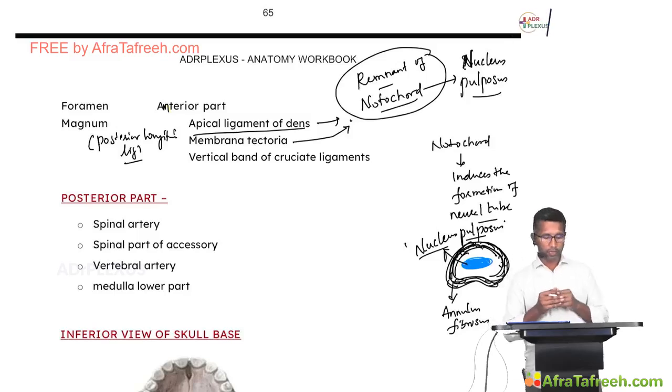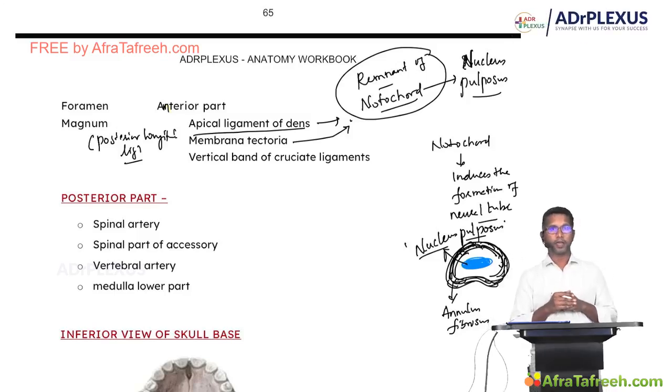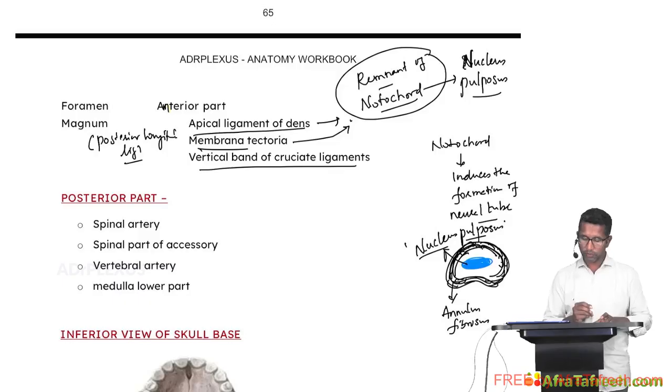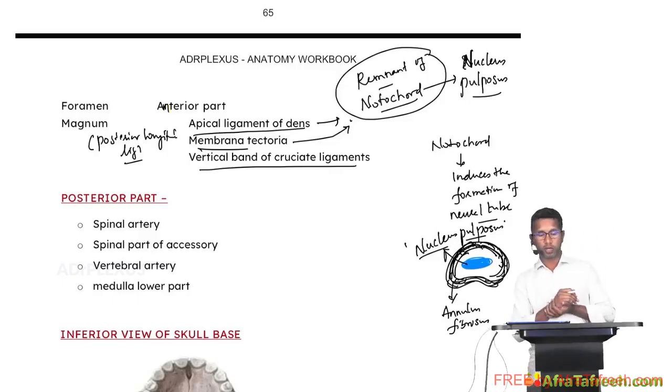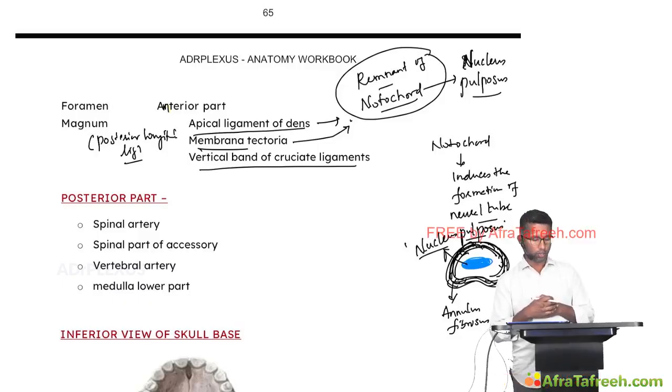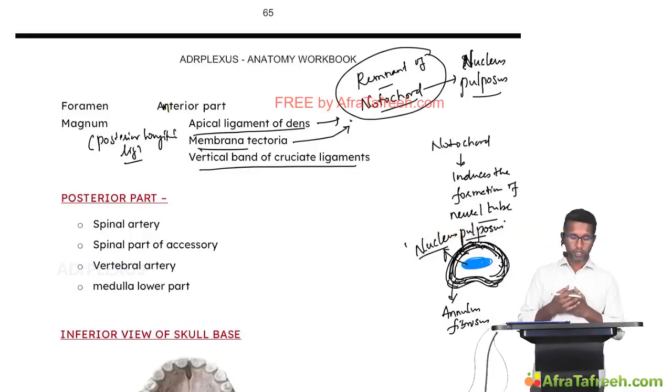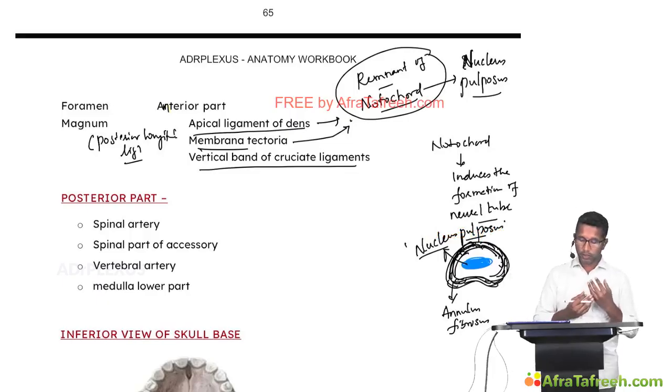So the foramen magnum, in the anterior part, contains the apical ligament of dens, the membrana tectoria, and also the vertical bands of the cruciate ligaments. All these ligaments are part of the atlantoaxial joint. Okay, so in the anterior part of the foramen magnum you have these ligaments, and they are all part of the atlantoaxial joint.